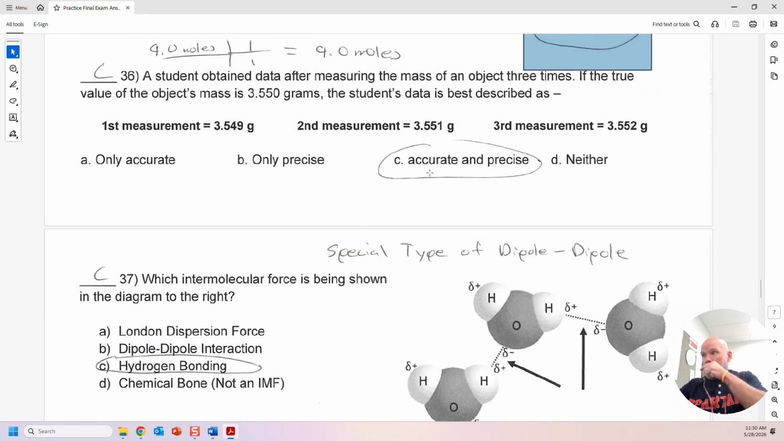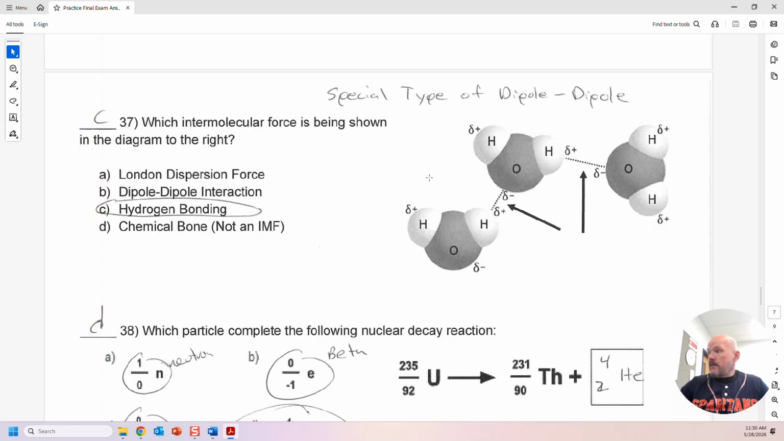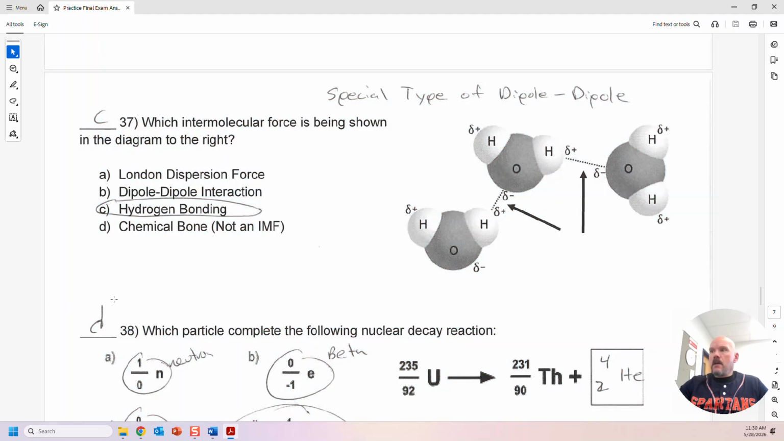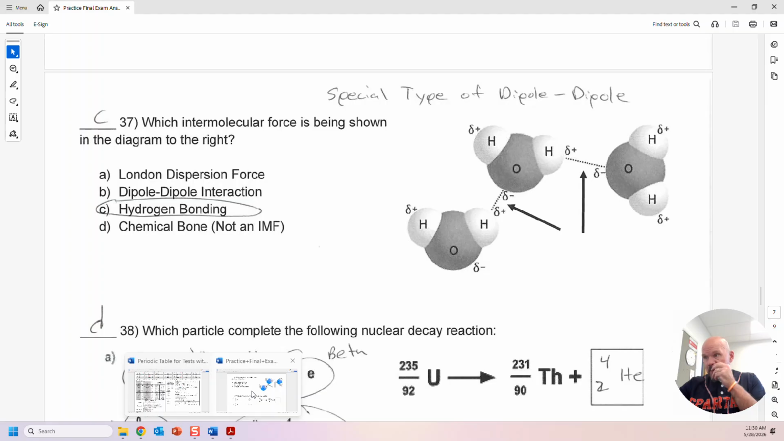Let's see if I had any notes. Right, yeah, special type of dipole-dipole interaction, hydrogen. Okay. And I'm guessing that should say chemical bond, and it's not a chemical bond. A chemical bond is a covalent bond or an ionic bond within a molecule. This is an interaction between molecules, okay? All right, we move on to the next one.